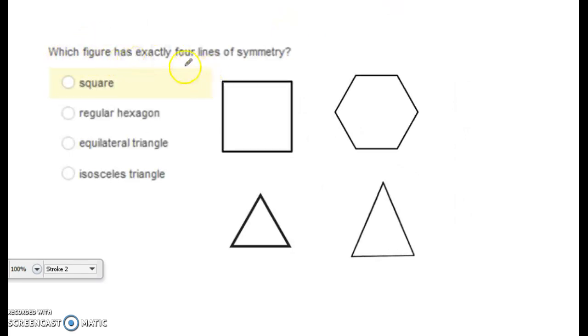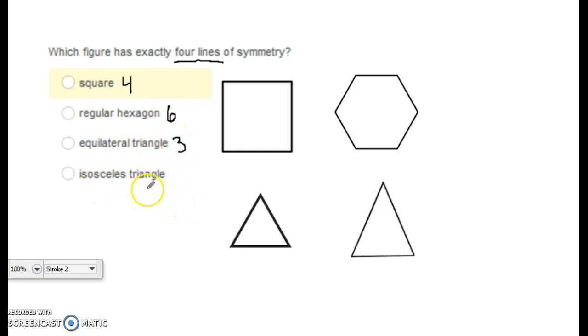Which figure has exactly 4 lines of symmetry? Again, you don't need these pictures if you can remember the shortcut. For any regular polygon, you're going to have the same amount of lines of symmetry as you do sides. So a square is a regular polygon with 4 sides. That means it has 4 lines of symmetry. A hexagon has 6 sides, so it would have 6 lines of symmetry. An equilateral triangle has 3 sides, it would have 3 lines of symmetry.